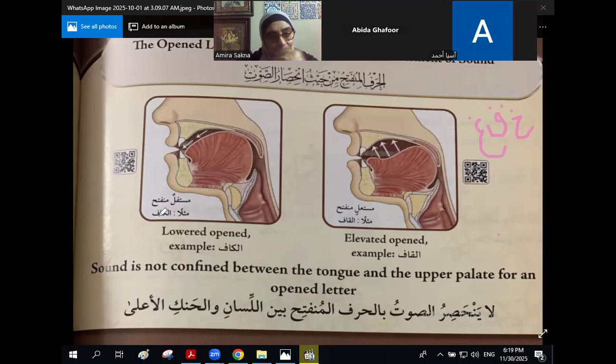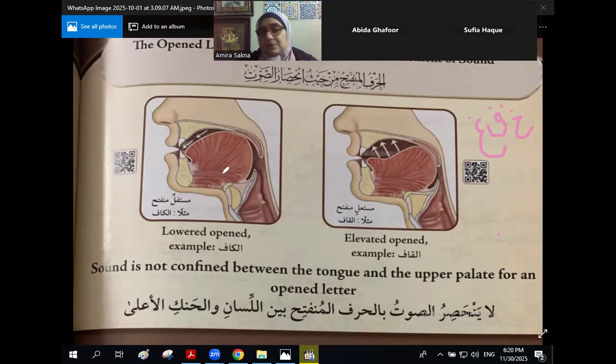We take the kaf. Kaf is from the same area, the back of the tongue, the farthermost part of the tongue, but with the area between the heart and the soft palate. When we pronounce it, my dear sisters, first, it's lowered, mustafil, because the sound does not rise to the roof of the mouth or the dome of the palate. The sound descends.